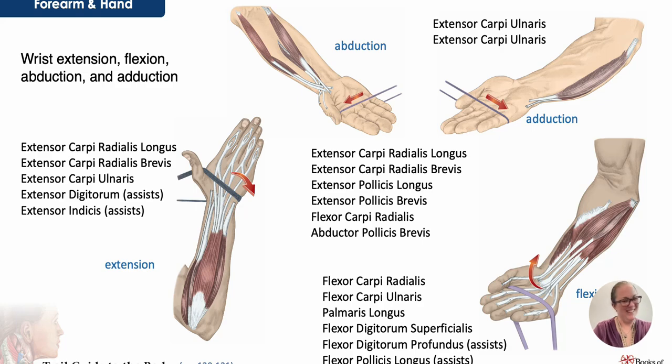Flexion. Flexing of the wrist. That's pretty easy. All of your extensors are basically going to be on this side of the body. All of your flexors are basically going to be on this side of the body. So your flexor muscles in the forearm will be the flexor carpi radialis, ulnaris. You have something called palmaris, your flexor digitorum, and so on. It's a mouthful.